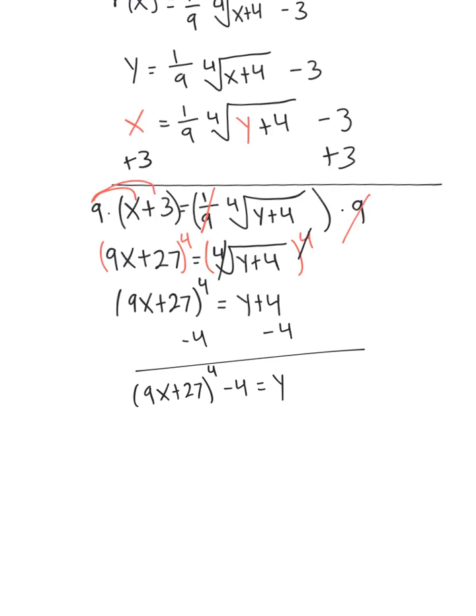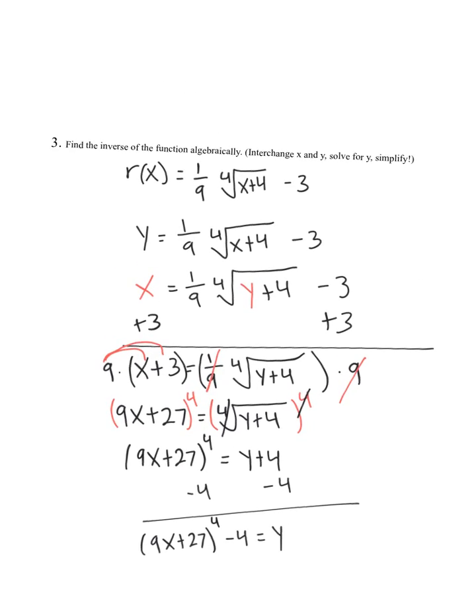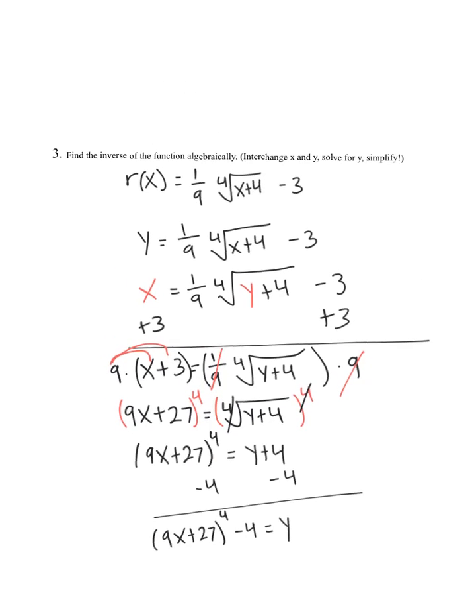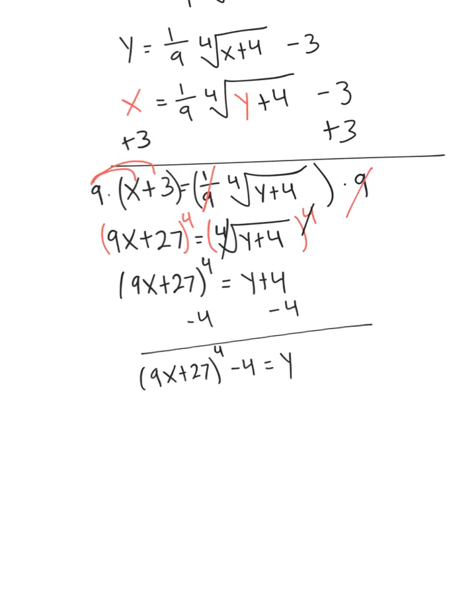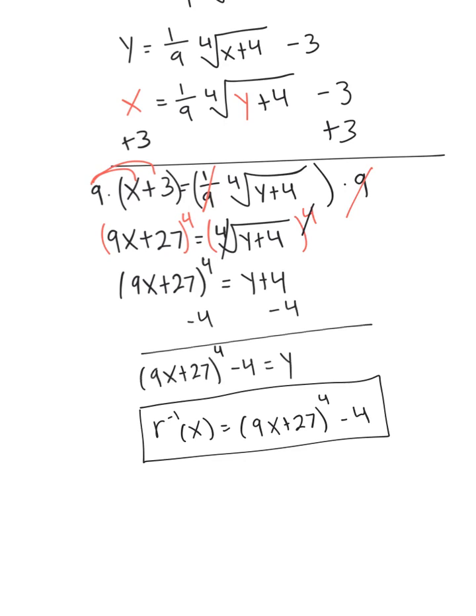Last little thing to get full credit on this question, make sure that you write it in the correct notation. So the function name that it gives you is r of x. So when you're writing your answer, you're going to put r inverse, or the exponent -1, of x, and then go ahead and write what you got for y. Okay, so that is it.